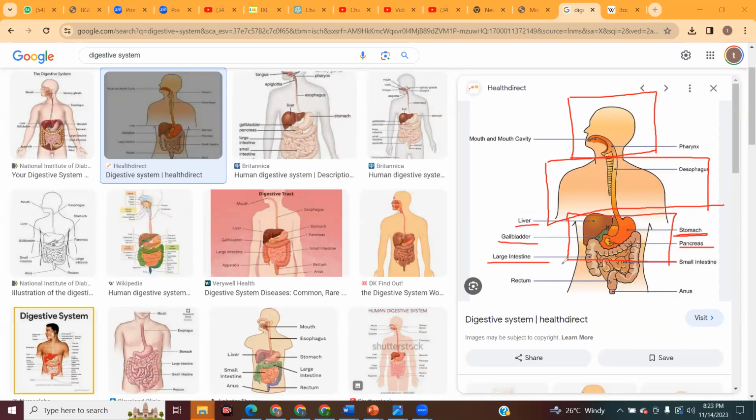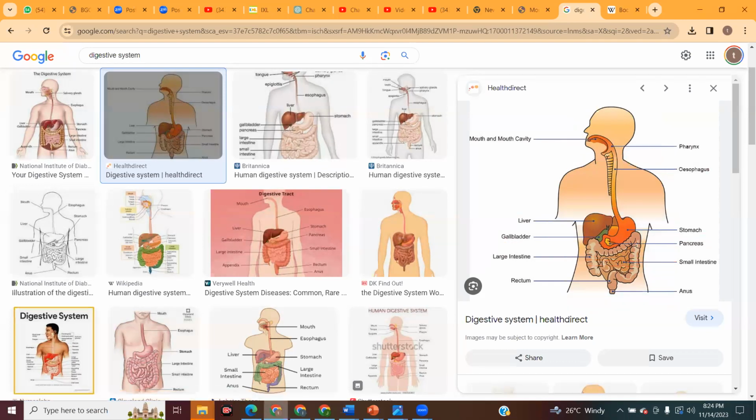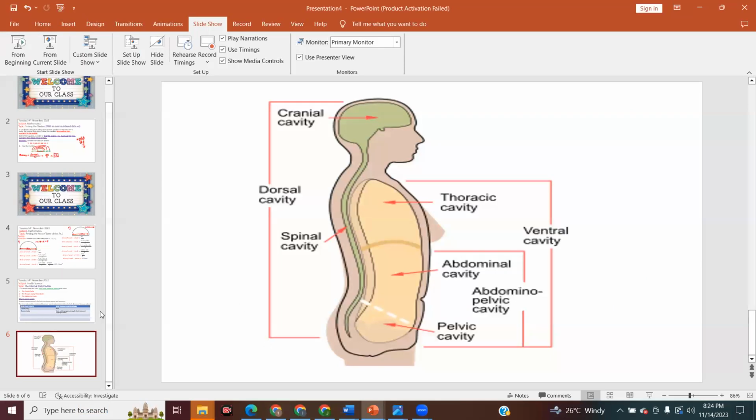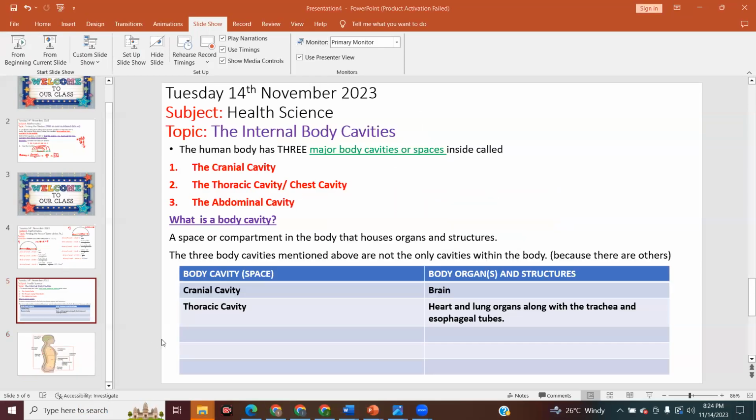Now, the last one, we're going to talk about that one, but that's the pelvic cavity. That includes your bladder, your rectum, stuff like that, okay? All right, so good. Let me erase this. So let's go back to our chart. So the abdominal cavity.